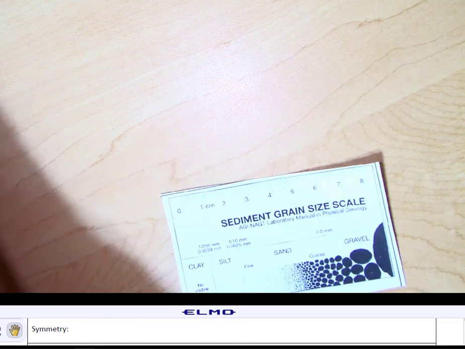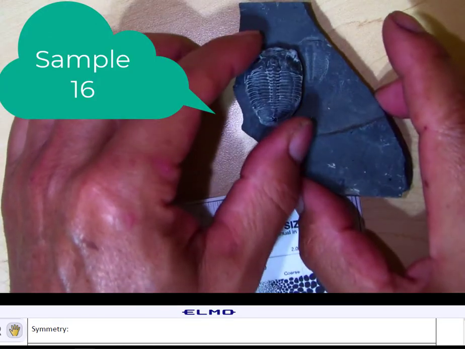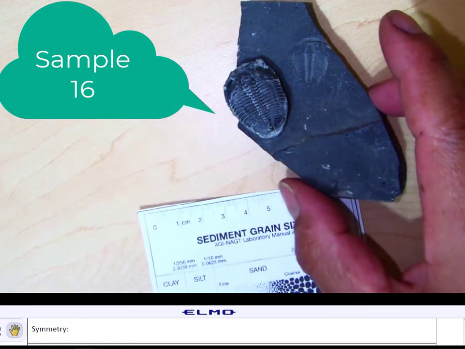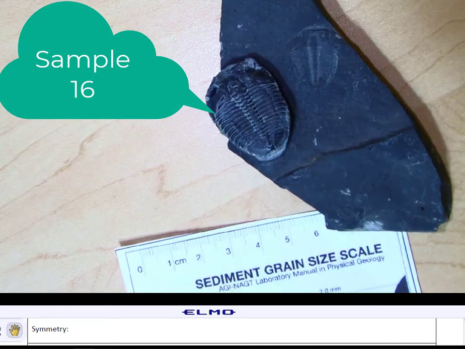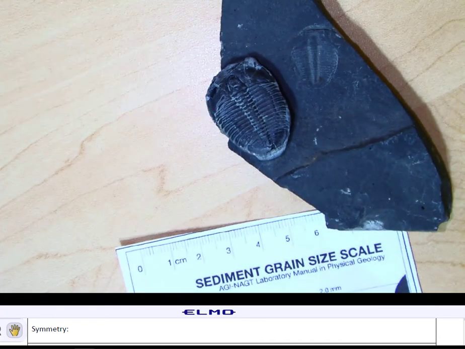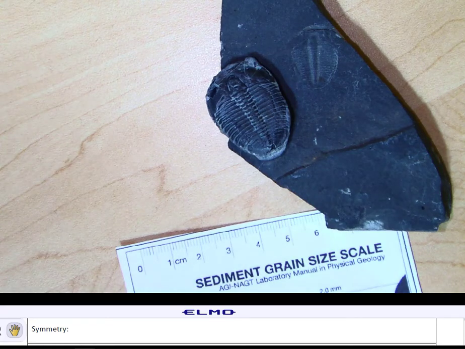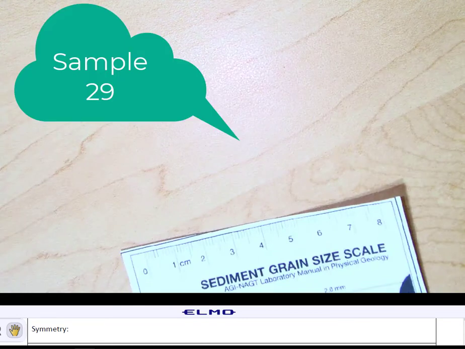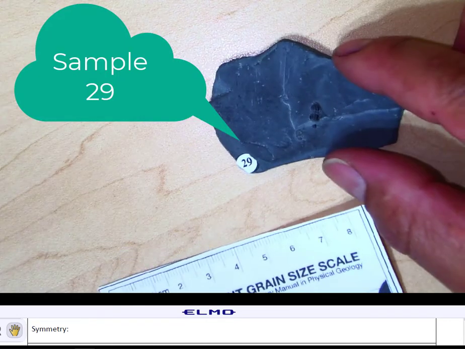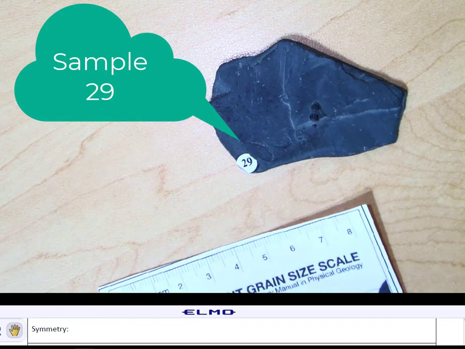Next we have, in fact, both of these are the same. They're just different sizes, 2 different trilobites. And so again, in this case, what you'll want to do is look at the different parts of the trilobite and see if you can identify what this animal is. So this is sample number 16, this trilobite, sample number 16. Sample number 29 is a really teeny trilobite. You can see them in there.